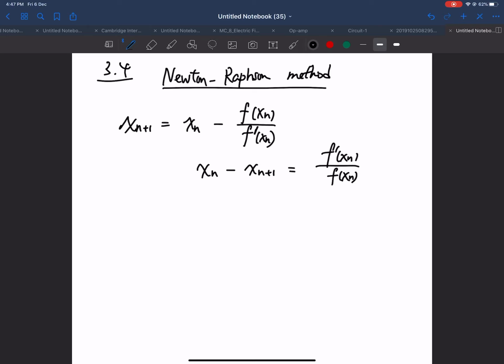Oh, he already put it. You skipped this. Wait, the f prime should be in the bottom. Yeah. And then I rearrange a little bit. Then he flipped everything.